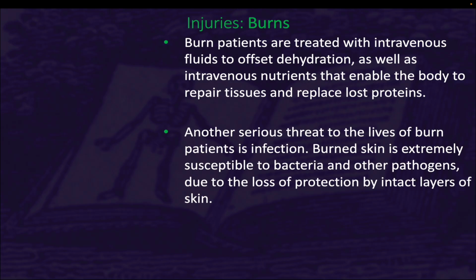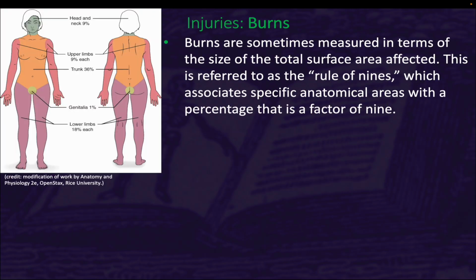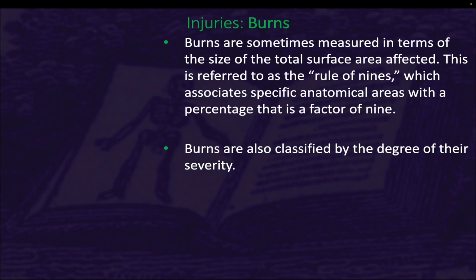Another serious threat to the lives of burn patients is infection. Burned skin is extremely susceptible to bacteria and other pathogens, due to the loss of protection by intact layers of skin. Burns are sometimes measured in terms of the size of the total surface area affected. This is referred to as the rule of nines, which associates specific anatomical areas with the percentage that is a factor of 9. Burns are also classified by the degree of their severity.